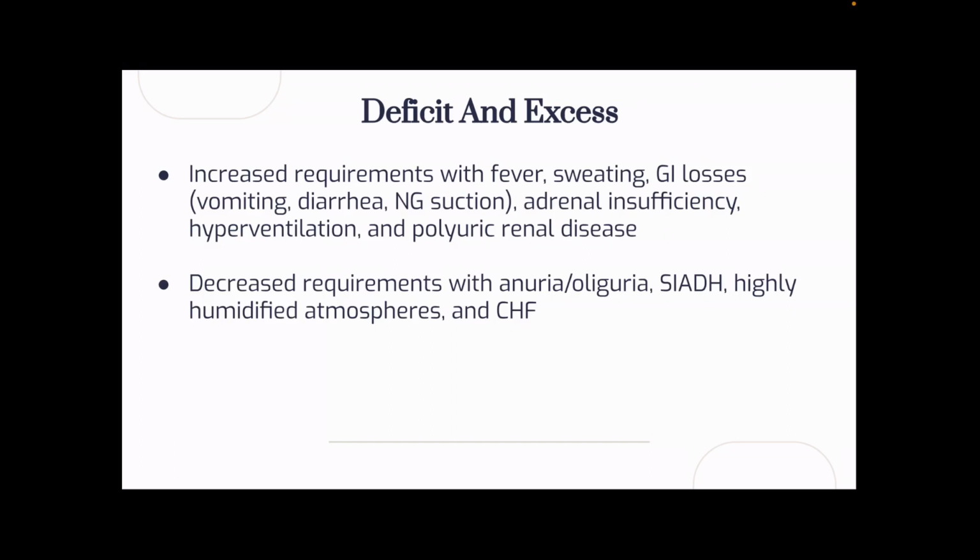So deficit and excess, this means there will be increased requirements if there is loss. With fever, sweating, GI losses, adrenal insufficiency, hyperventilation, and polyuric renal disease, you will need more. You will have increased requirement. You will have decreased requirement when there is anuria or oliguria. Why would you give fluids if the patient is not excreting urine very well? You will overload the patient. If they have SIADH, inappropriate ADH production, highly humidified atmospheres, or congestive heart failure, why would you overload the heart with too much fluid?